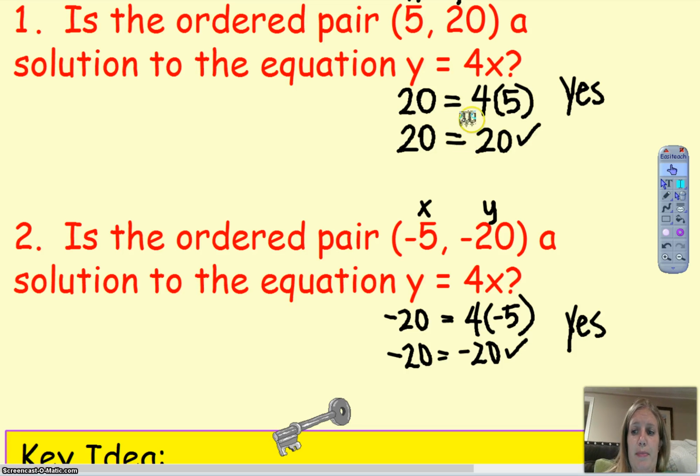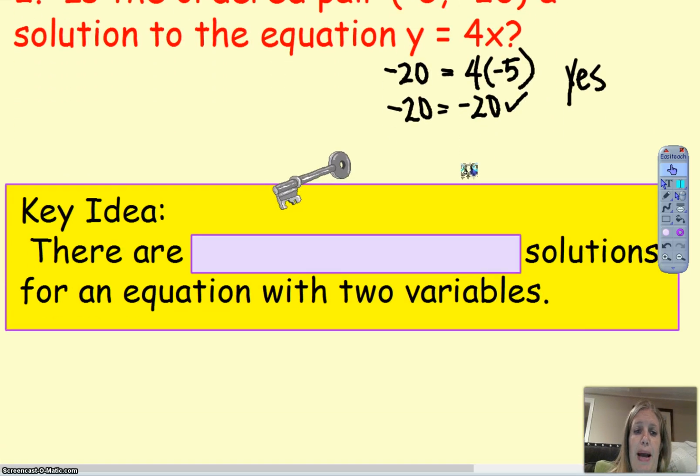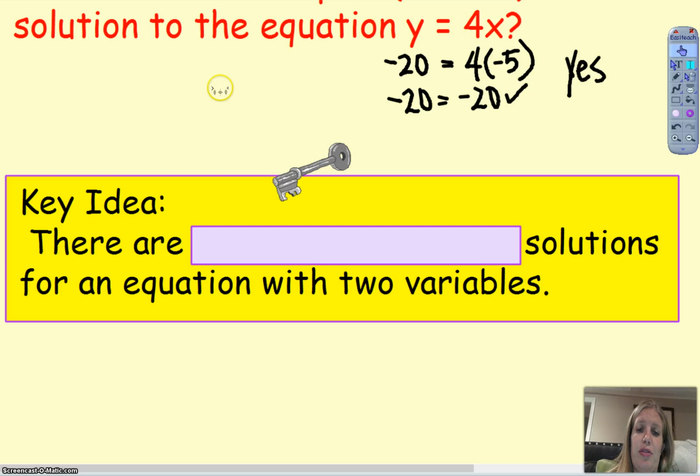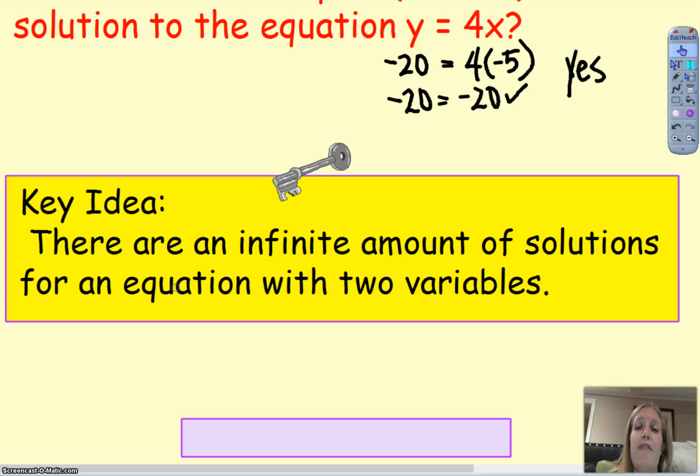Okay, so my question to you then is, how many solutions are there for each equation when there's two variables in it? So, my key idea, and take a moment, maybe just pause and see how many solutions there are. Take a guess based upon those two examples too, so you know there's at least two answers. Okay, so I will tell you, there are an infinite amount of solutions for an equation with two variables. So I could ask you to name all of the solutions, and you would be here forever. Okay, so you would never actually get them all written down.